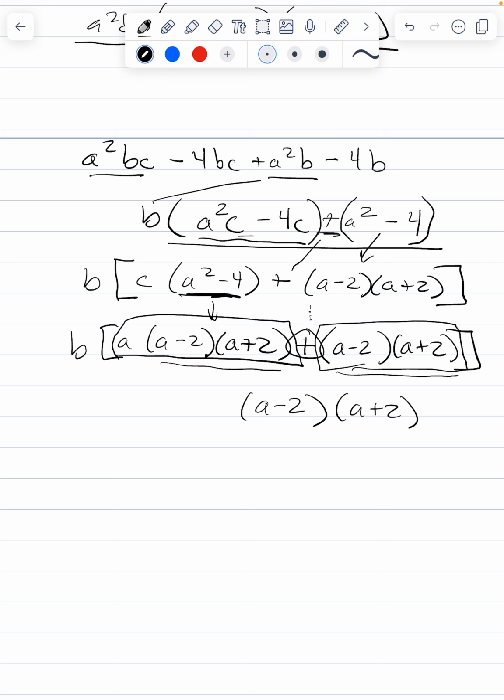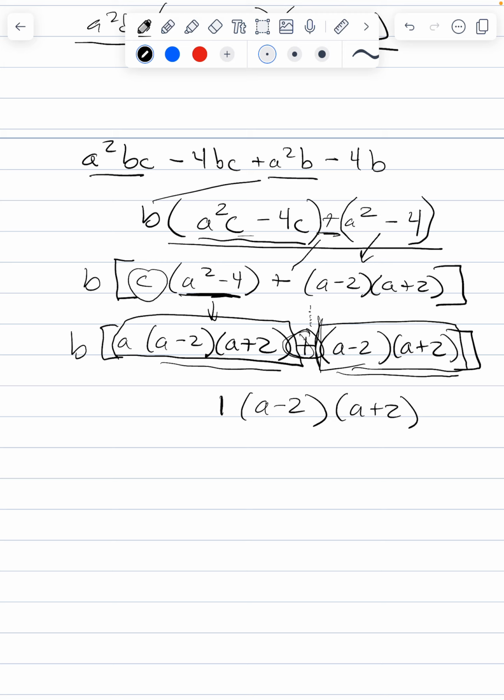Don't forget the 1 that is to the right of this plus sign and in front of the a minus 2. We have to keep that 1, and we have to keep, there's a c that I left hanging somewhere.